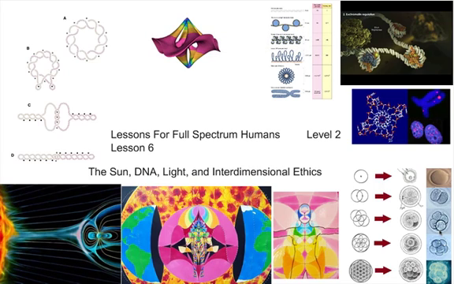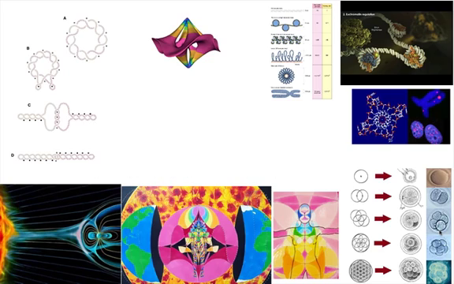This is Level 2, Lesson 6, all about the sun, its connection to DNA, light, and interdimensional ethics. So in previous lessons, I have been speaking a lot about the sun and its connection to consciousness. Its emanations are timelines, and its connection to unconditional love and our creation of the moment.